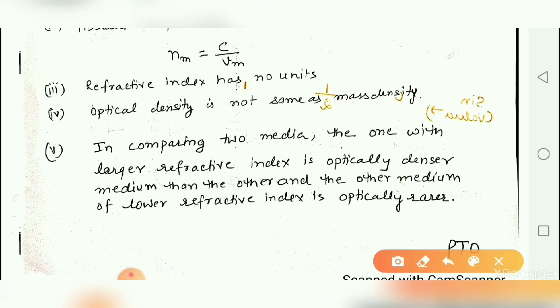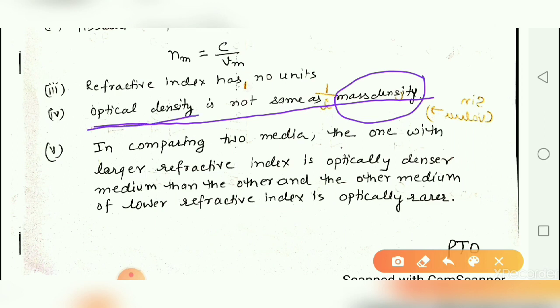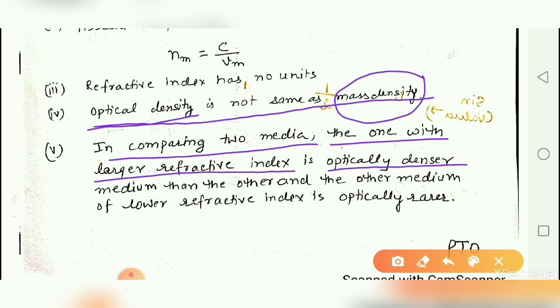Now next point under the same topic is optical density is not the same as mass density. Optical density is always different from the mass density. Mass density is that which we have studied in class 9. The density is mass per unit volume, and optical density is basically the ability of a medium to bend a ray of light. Now, when comparing two media, the one with larger refractive index is optically denser.